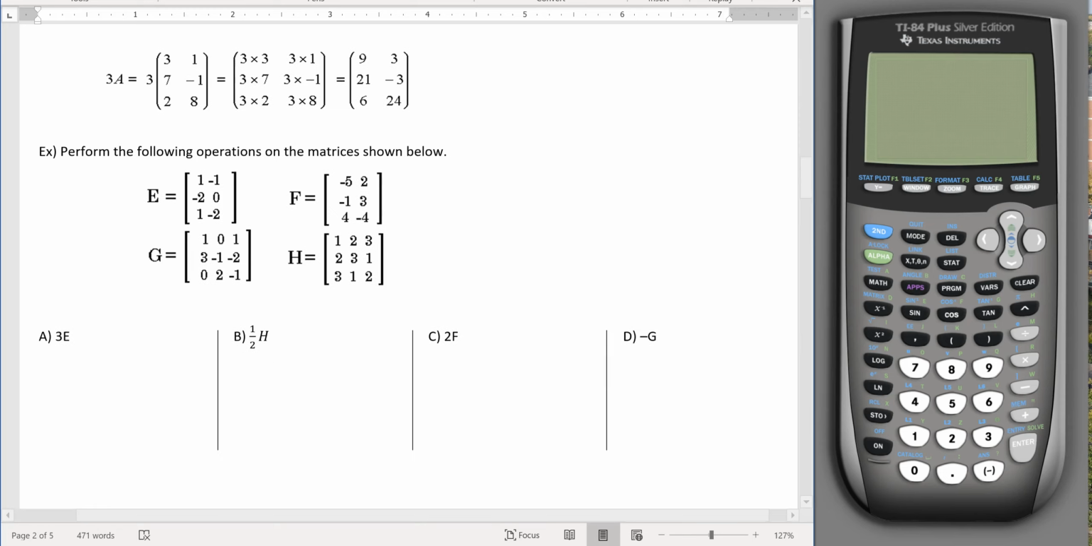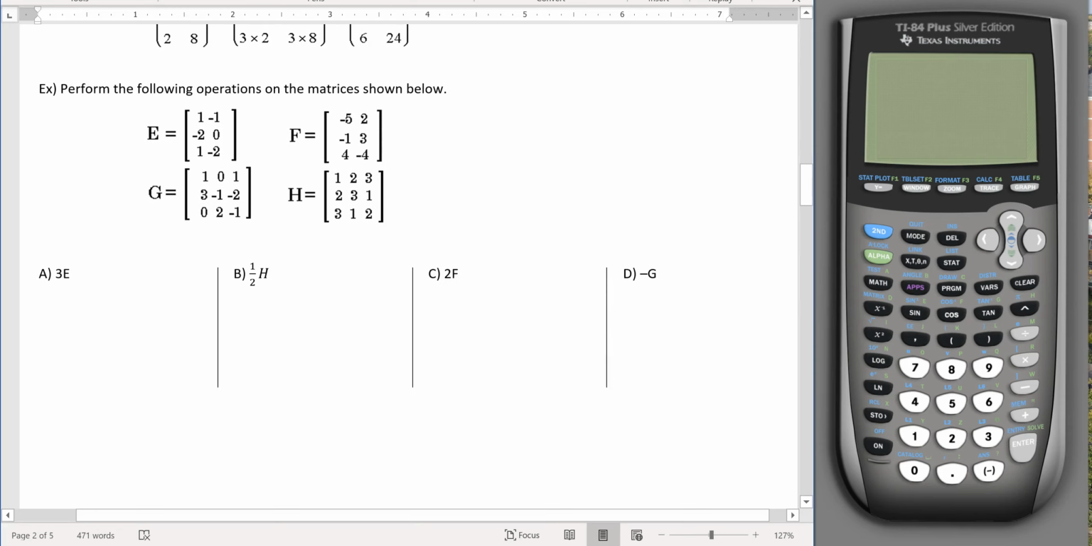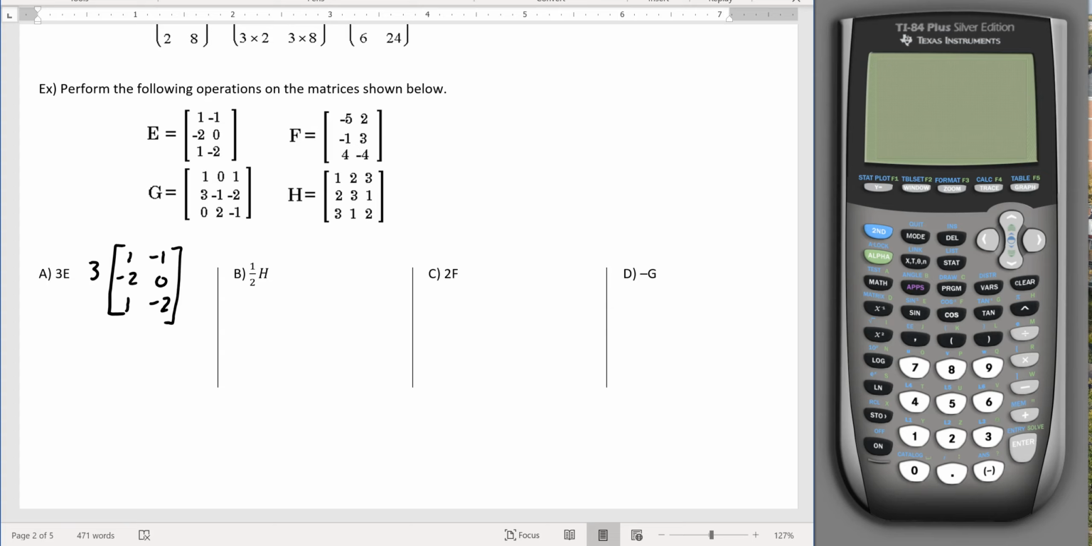So let's do some examples here. So looking at letter A, they're saying 3 times E. So this would be 3 times the matrix 1, negative 1, negative 2, 0, 1, negative 2. So I'm going to multiply each of these values in this matrix by 3 to get my new matrix. So 3 times 1 is 3. 3 times negative 1 is negative 3. 3 times negative 2 is negative 6. 3 times 0 is 0. 3 times 1 is 3. And 3 times negative 2 is negative 6. And that would be my answer.